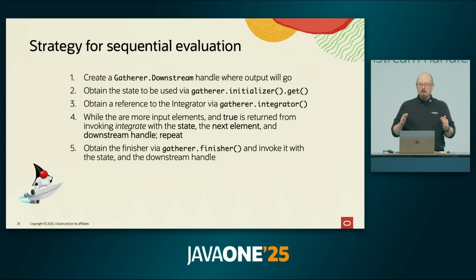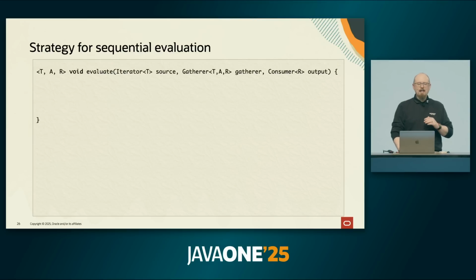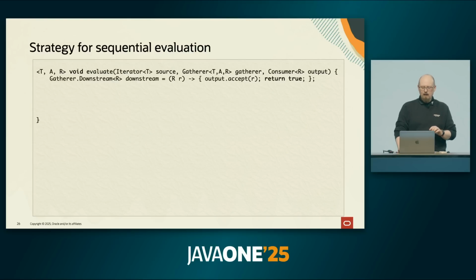Once we're done with that, we get the finisher, and then we pass in the state to the finisher and the downstream handle, and we're done. So in code, this is an ad hoc implementation of sequential gatherer evaluation on the outside. So as we said before, we need to define what the destination of the evaluation is. We have a method here that takes an iterator, which is a source of elements. We have a gatherer, and we have a consumer, which is the destination of the information.